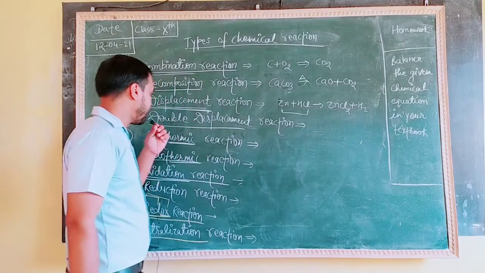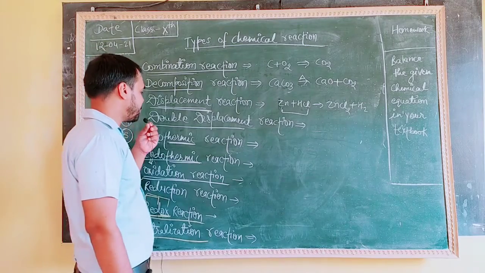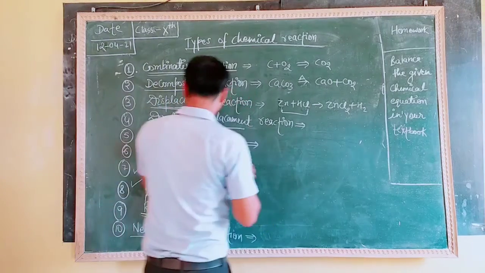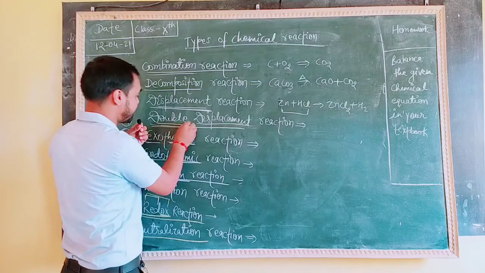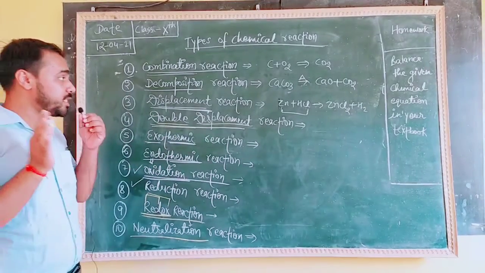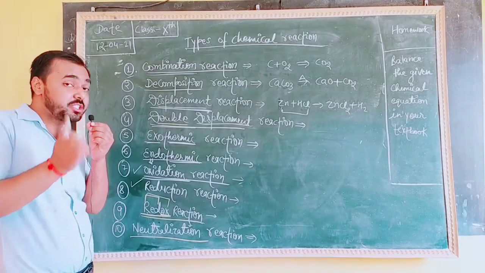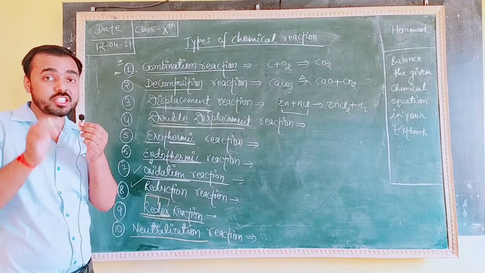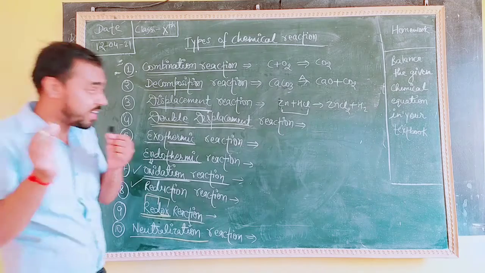Welcome you all again. Our previous topic was displacement reaction. So the next topic is double displacement reaction. Double displacement means anything is displacing twice, means two times. So simply we can say double displacement reaction can be defined as exchange of ionic compounds or exchange of metals between two different ions having two different reactivities.